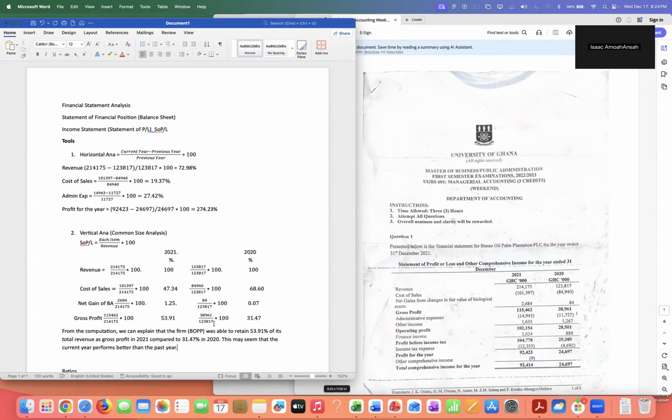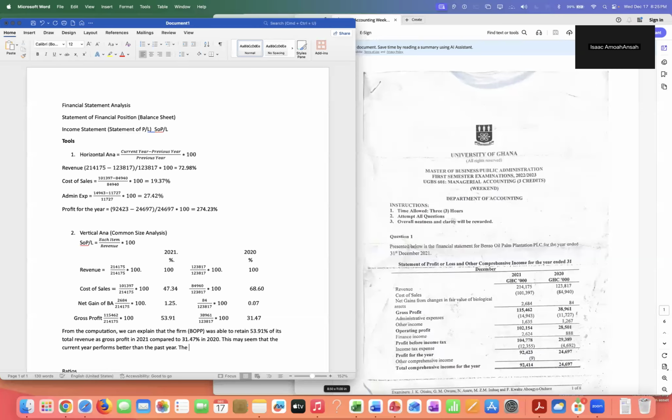Why are we making this strong claim? Or can you explain why you are making this strong claim that 2021 performed better than 2020? Or what is accounting for the best performance in 2021? You need to add that analysis to it. What is contributing to the reasons that 2021 performed better with gross profit than the past year? Right.